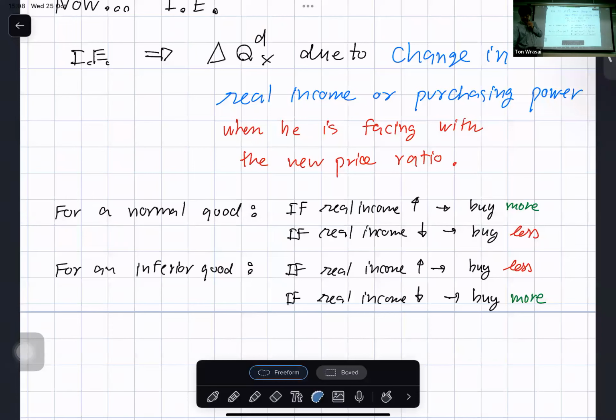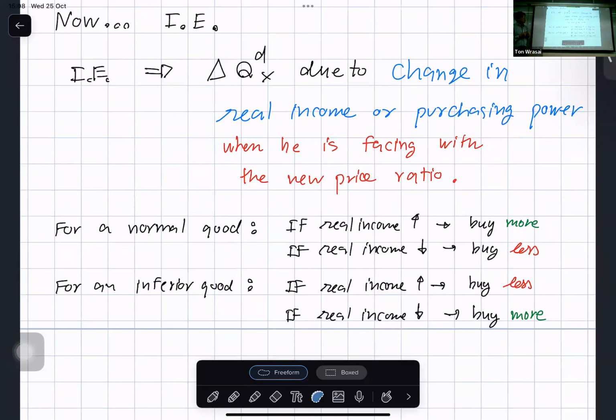Now, income effect. Before, when the price of pizza became more expensive, this guy bought less of pizza due to the change in relative price. We call this the substitution effect. Another part of the reason why he buys less of pizza is the income effect. Income effect is about the change in quantity demanded for pizza when his purchasing power changes.